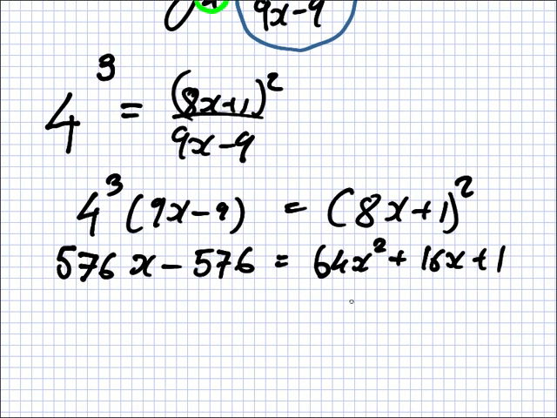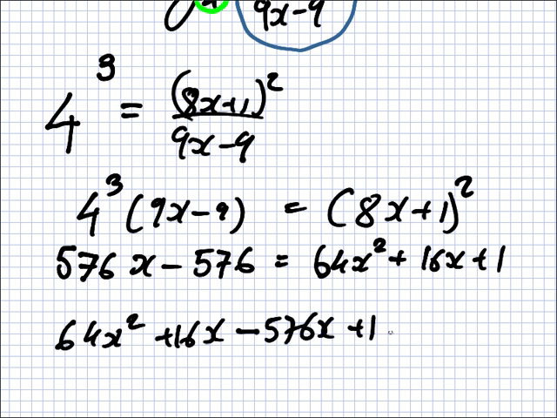Right, what's next? We have to... No, not for this one, because it's actually quadratic, so equals 0. We need to move stuff. You collect like terms. I'll move everything to the right. So we have 64x squared, then 16x, minus 576, plus 1, equals 0.